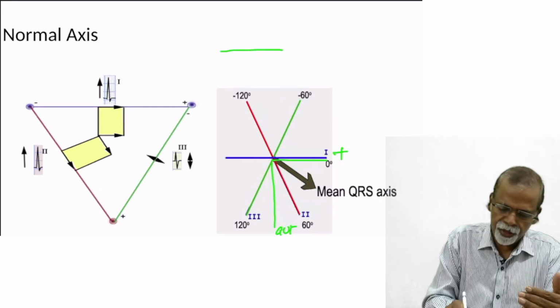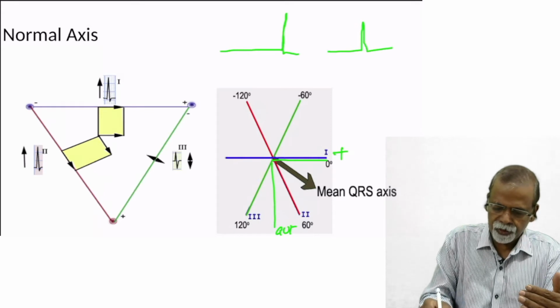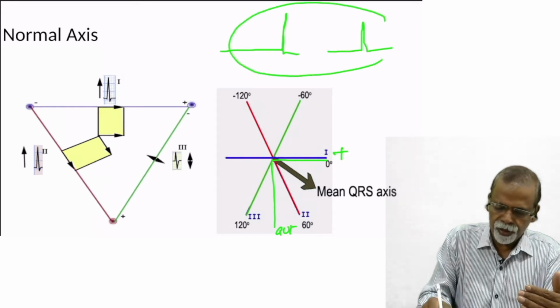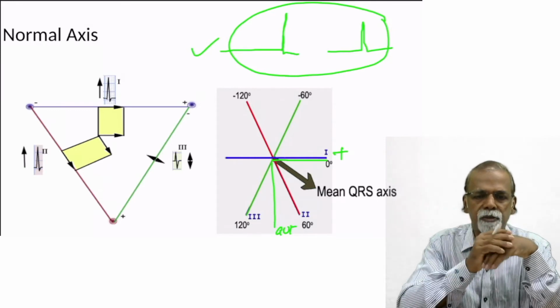That is, lead 1 should be dominantly positive and AVF should be positive. So this axis will be normal. Hope it is clear to you. I will repeat once more.